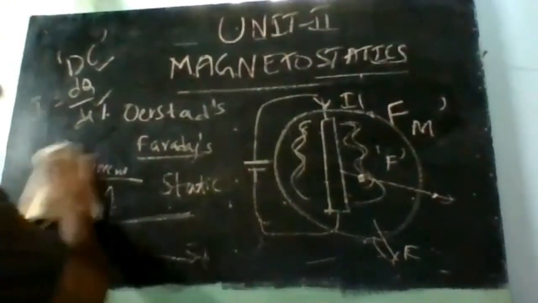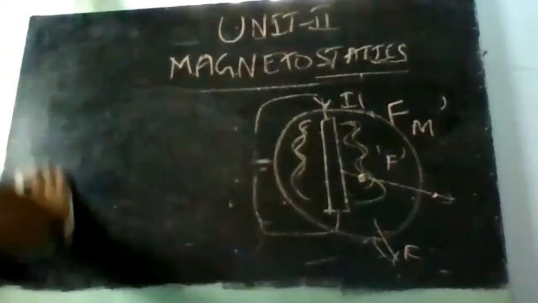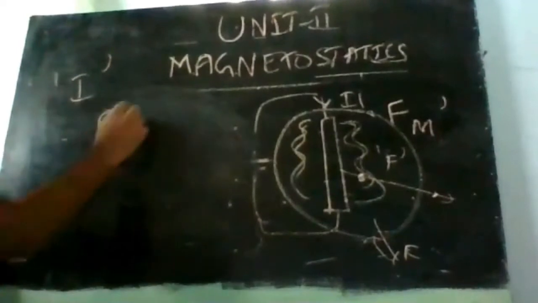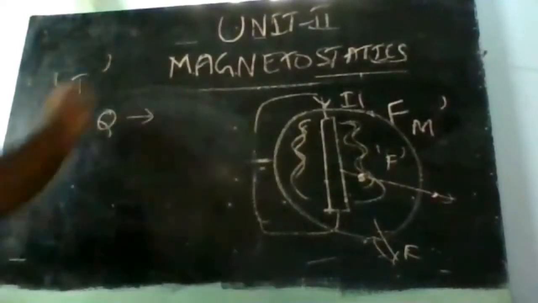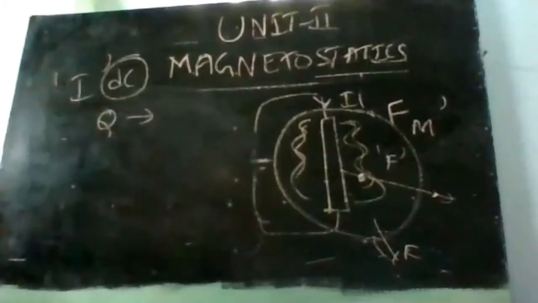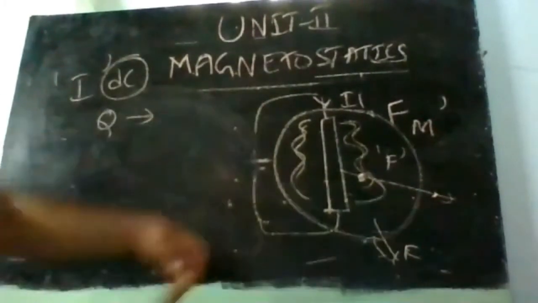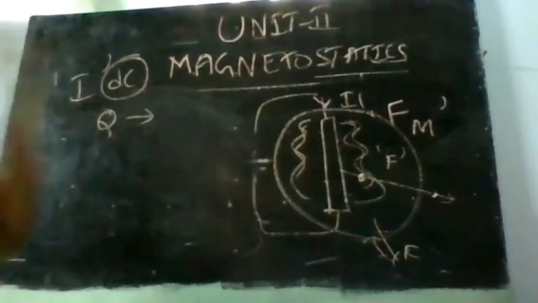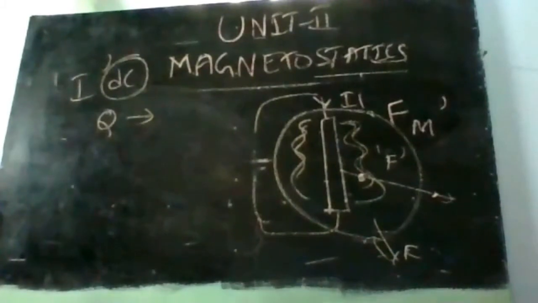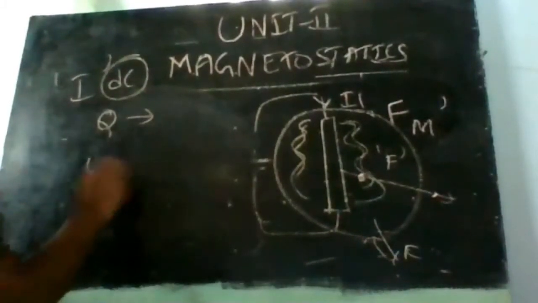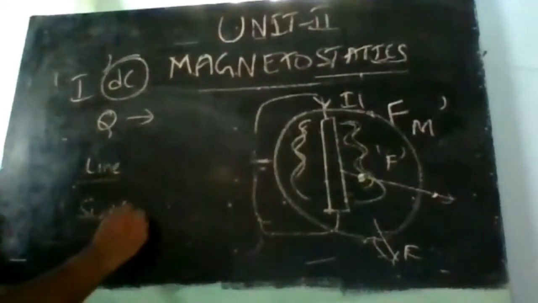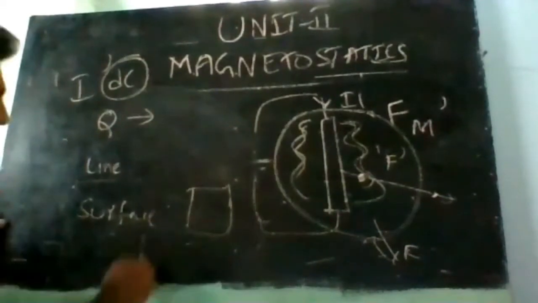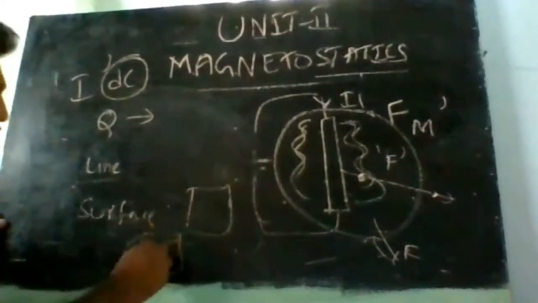The final point is, whenever there is a static current, or whenever the charges move with constant velocity, that is, whenever we apply DC current to a conductor, I am going to get a static magnetic field. The conductor can be a line conductor, that is one-dimensional like a wire, or a surface, a two-dimensional plate of very small thickness, or a volume, that is a three-dimensional one.